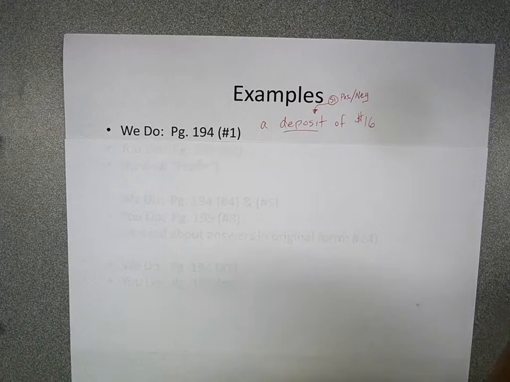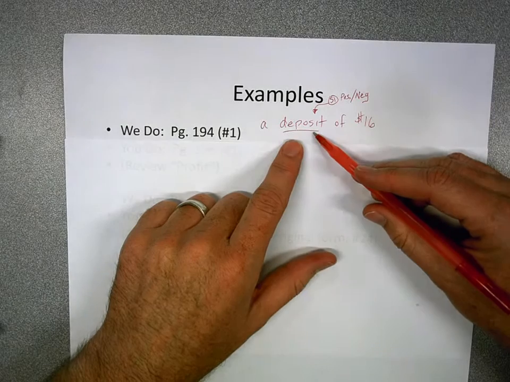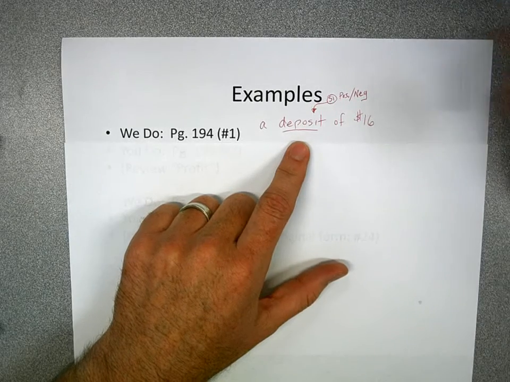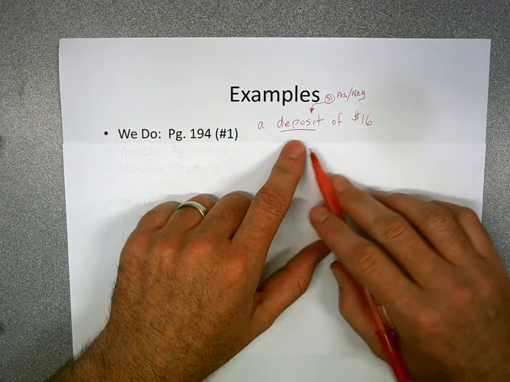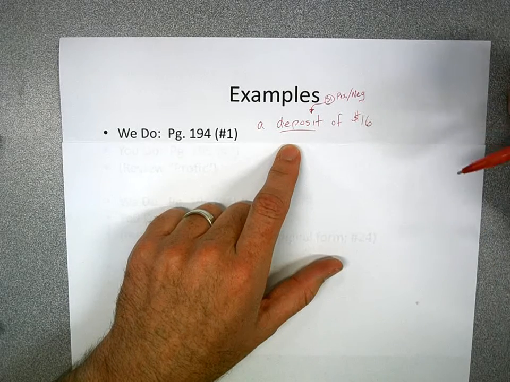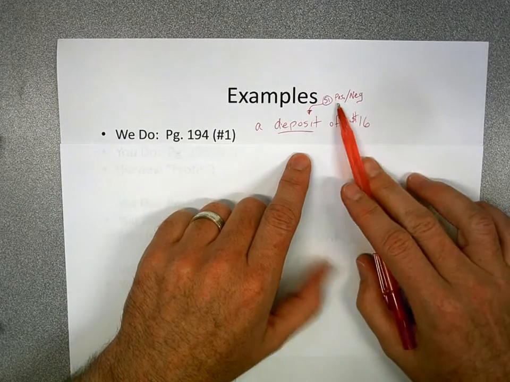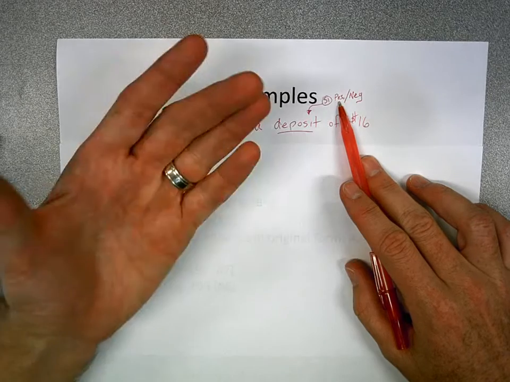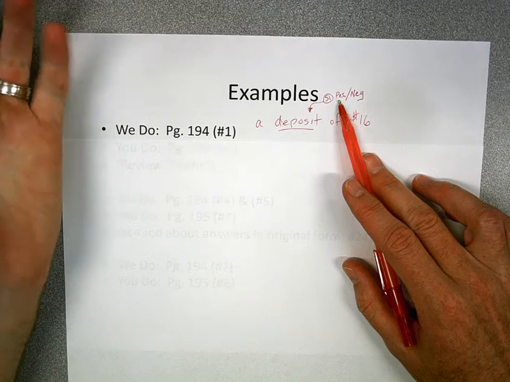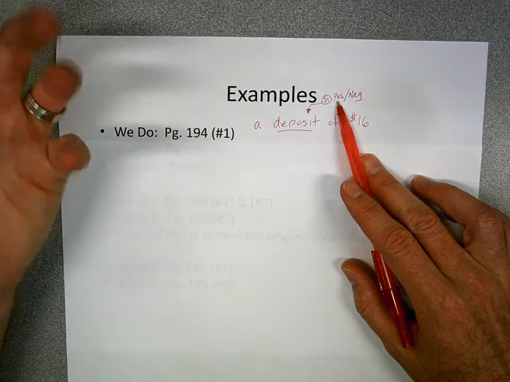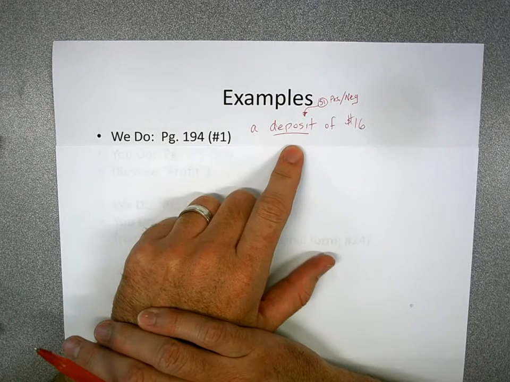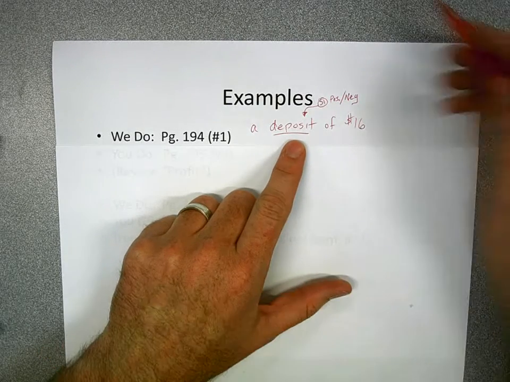So in this case, a deposit is like when you go to the bank and you put more money into your account. Maybe you have a savings account. What it's referring to is what's happening to your bank account. I'm asking myself, is putting more money in a positive or a negative? Sometimes you can think of positive as an increase when you're talking about money, and negative as a decrease. So a deposit of $16 would be positive.